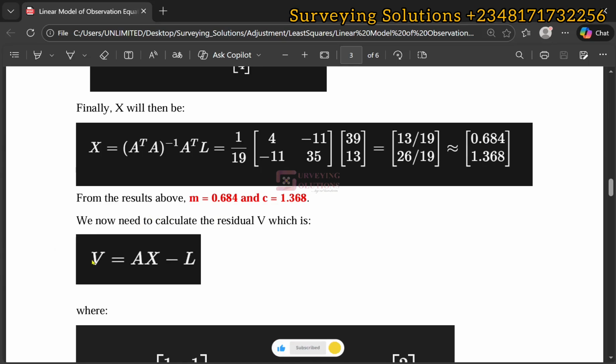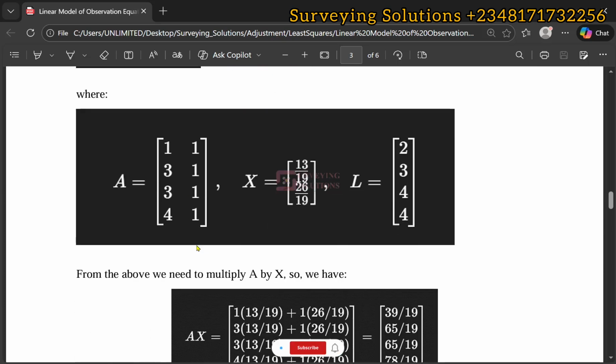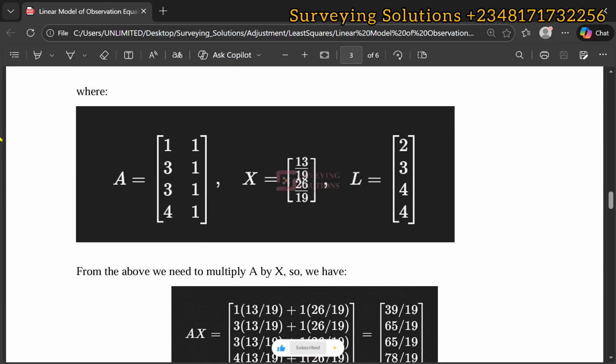The residual for this linear model is V equal to A multiplied by X minus L, B. Right, good. So we already know what A is, which is our design matrix, X, which is the estimated parameters, minus L, which is the observations. Right, good. So we already have declared them here. From the processes so far, this was what we calculated. These two we are given. Right, good. So from the above, we can multiply A by X.